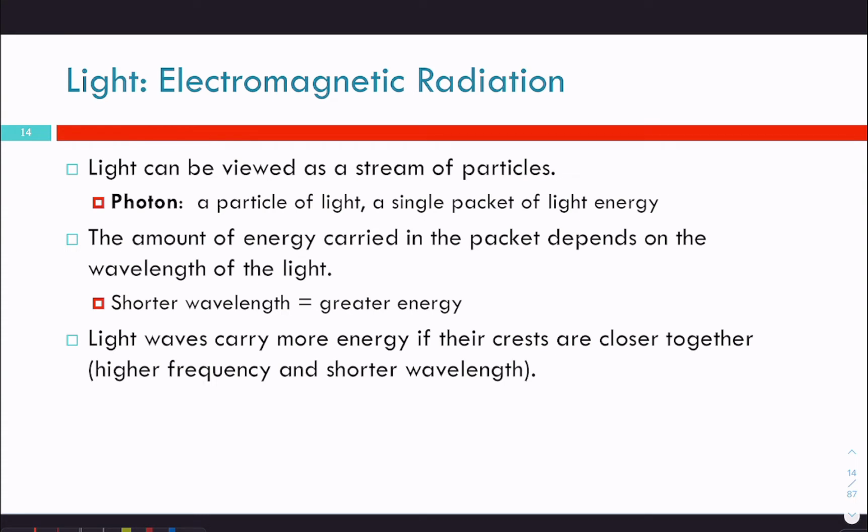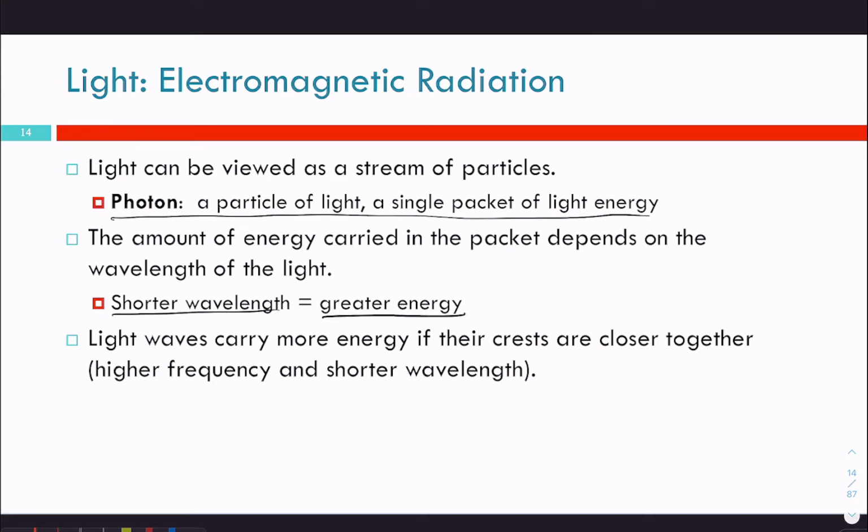As mentioned before, light has particle and wave properties. You can think of it as a stream of particles. Those particles are called photons. A photon is a particle of light, like a single packet of light energy. The amount of energy carried in the light packet depends on the wavelength of the light. So if you have a short wavelength, higher energy. If you have a long wavelength, lower energy.